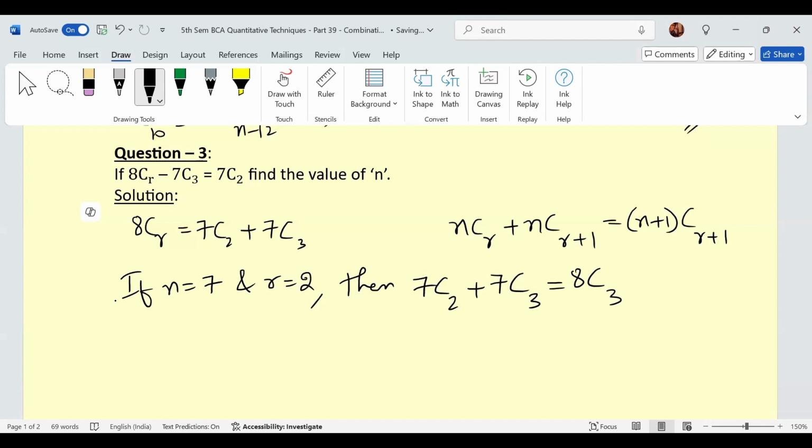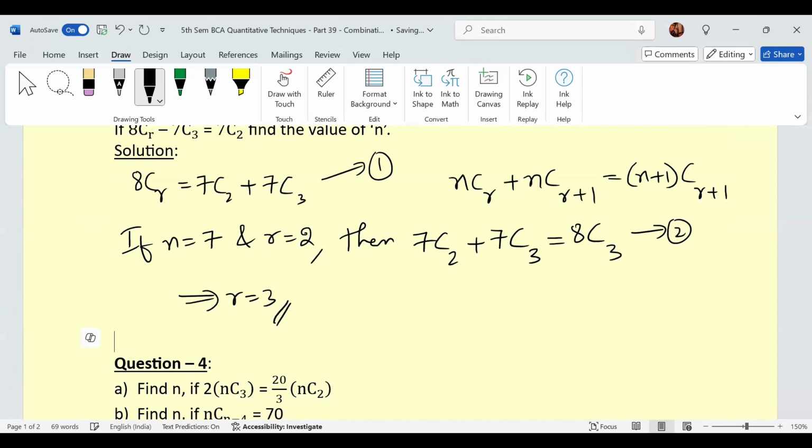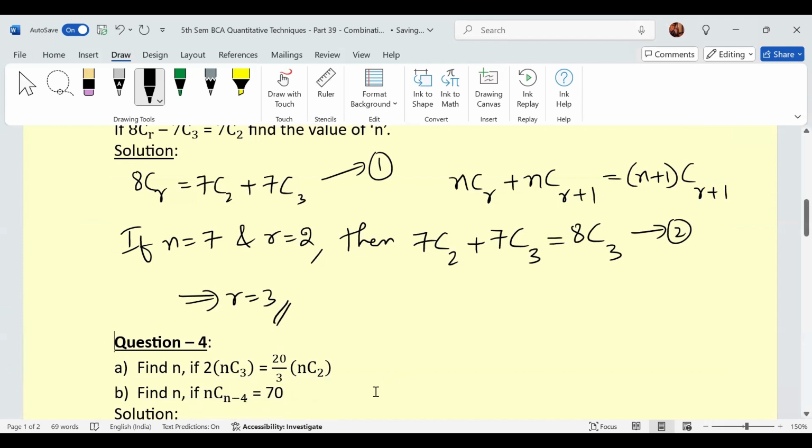So we may now compare this equation, which is given in the question, and this equation, what we arrived at now. We may notice that r is equal to 3. That is the solution for this third question. Let us move on to the fourth one.